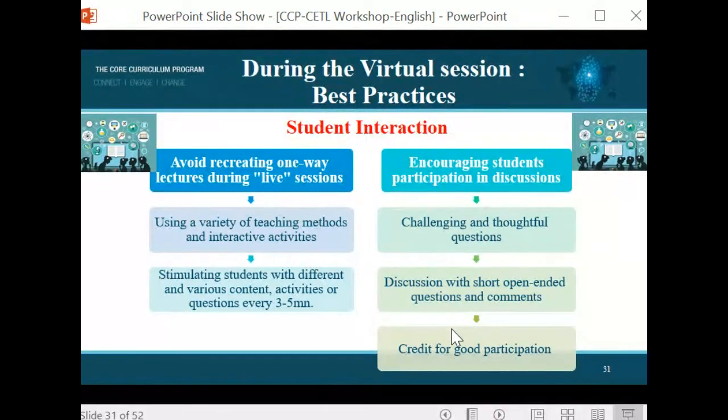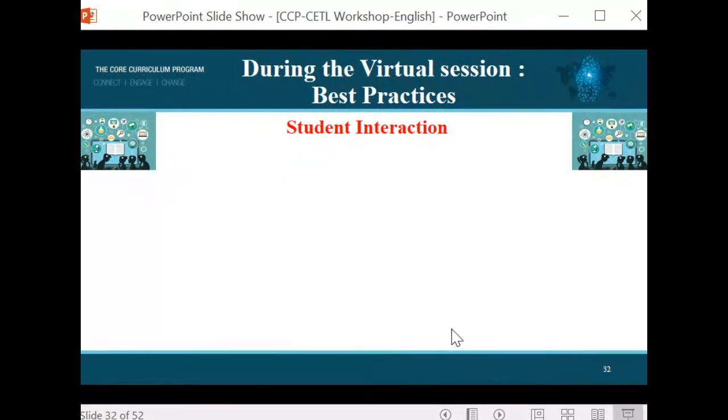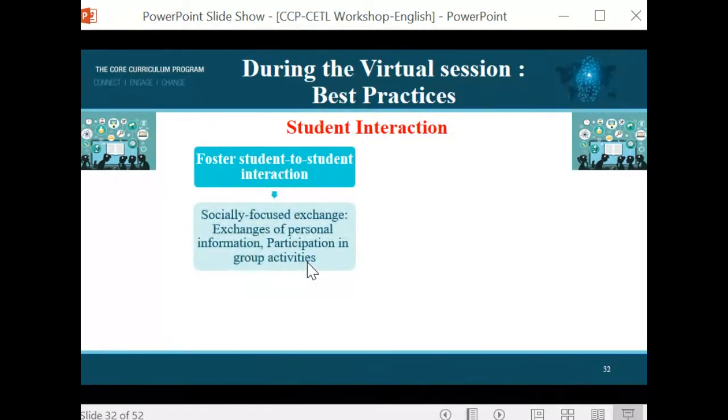Also, faculty can give credit for good participation in order to increase students' engagement. So here, credit for participation could be by applauding, by giving awards, achievements, or also bonus. And you know that all the students love the bonus. In this context, it's very important to get students talking and chatting. The more students talk and ask questions, the better it is for virtual sessions. Another strategy that can foster student-to-student interaction could be by providing socially focused exchanges, such as exchanges of personal information, participation in group.